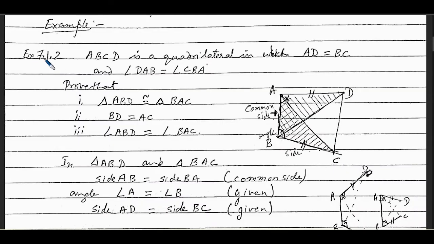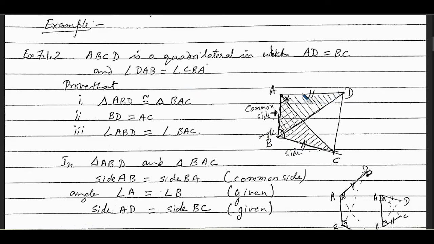So this is exercise 7.1.2. Just go through this. If you have a quadrilateral ABCD, that is 4 sides A, B, C, D, and it has 4 angles. We will deal with quadrilaterals in the next chapter. We introduce it because triangles are involved in this quadrilateral, in which AD is equal to BC. So I mark 2 dashed lines. These lines, AD is equal to BC, is given.